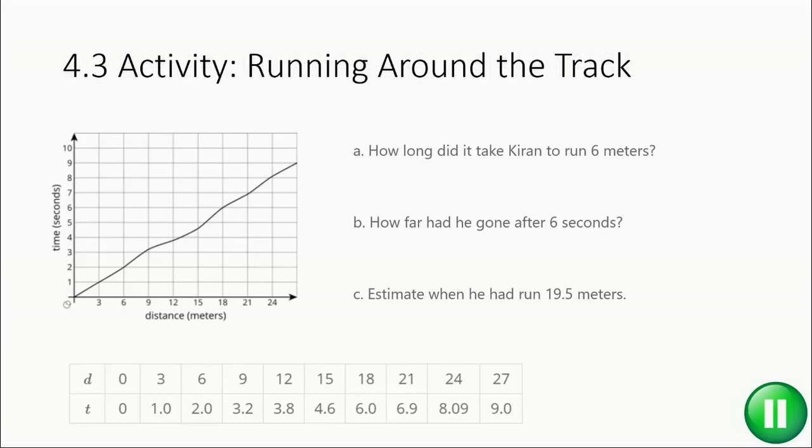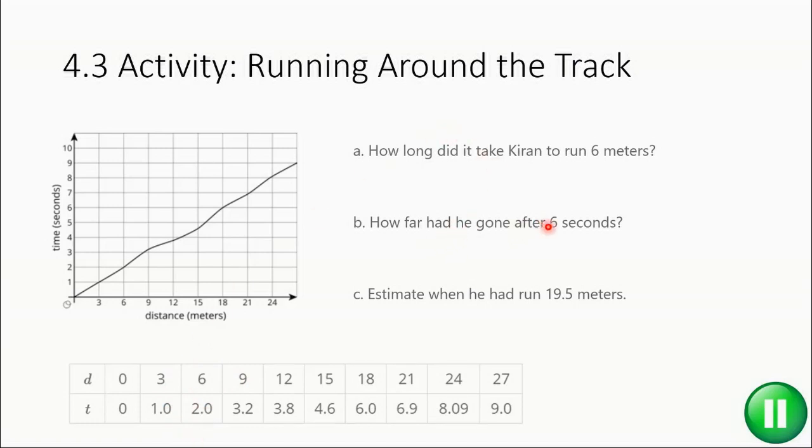All right, welcome back. Well, first of all, let's go ahead and do this real quick. Let me get my handy dandy laser pen. So right now, it says how long did it take Karan to run 6 meters? Well, if you come here to the graph and you go to meters, remember, this is your meters. This is your time. 6, you go over, is about 2 seconds. Okay. So you can also see that on my table below. So it's about 2 seconds.